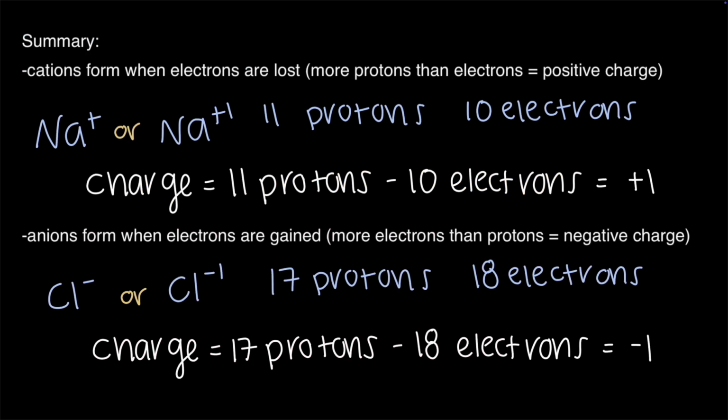In summary, cations form when electrons are lost, more protons than electrons equal a positive charge, and anions form when electrons are gained. More electrons than protons equal a negative charge. Ions are essential to ionic bonding, and they come up constantly in both inorganic chemistry and biochemistry.